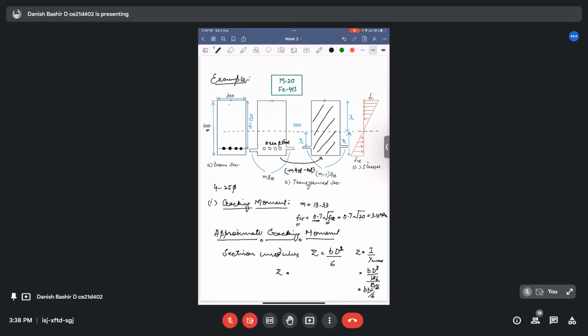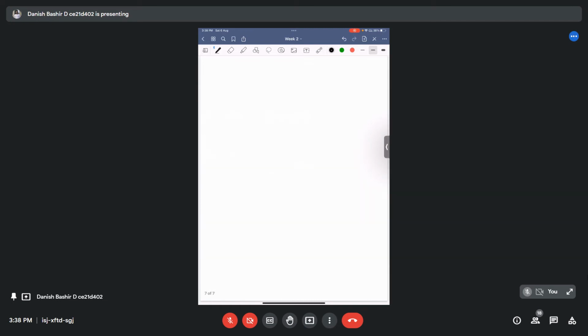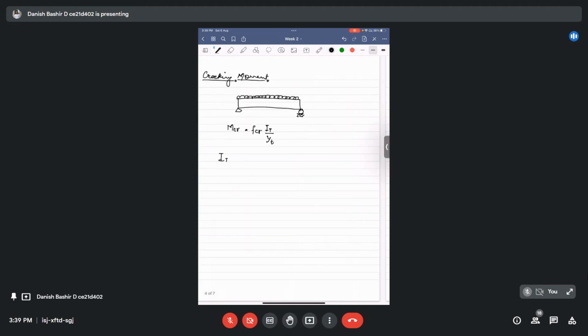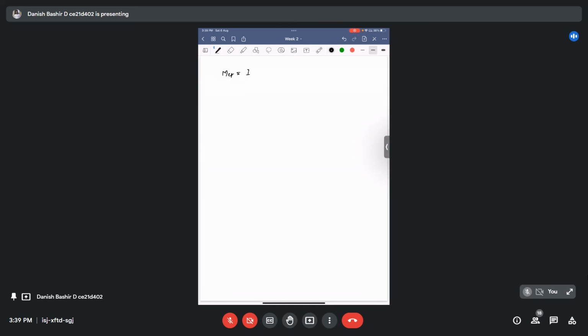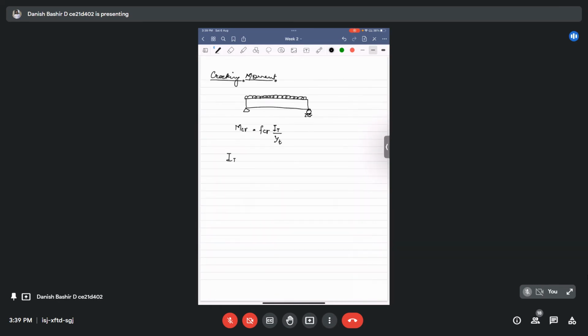From this the section modulus comes. It comes out to be 300, our width, times gross depth 600 squared, divided by 6. It comes out to be 18 into 10 power 6 mm cube. So from this we can calculate the approximate cracking moment, MCR. I already wrote the formula for MCR as FCR into I by YT.